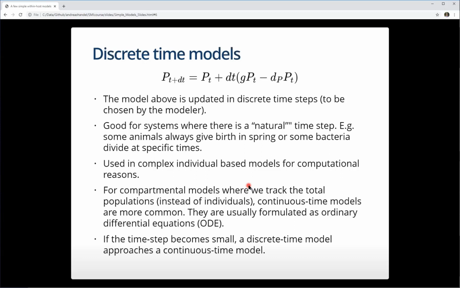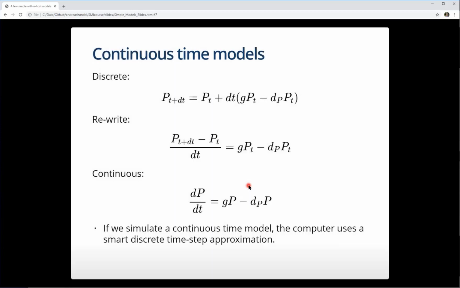If you move from a discrete time model and make the time step rather small, then you'll actually end up at the continuous time model. If you've ever taken calculus, you've probably seen something like that, where they start you out like this, and then you rewrite it, put all the things that have to do with the pathogen and the time over there, and then you move the time step to really small, and then you end up at the continuous time model.